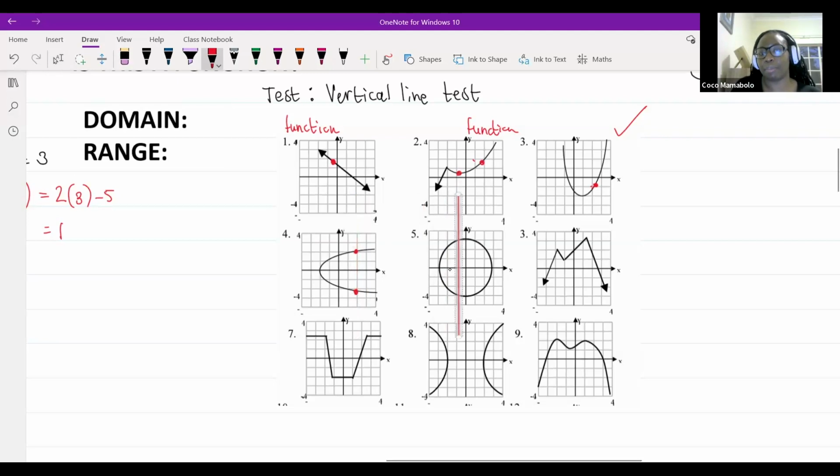Number 5. Is that a function? Nope, because at any given x value, my graph cuts two places at the same time. All right, so we can tell whether something is a function by whether it only cuts the graph once.